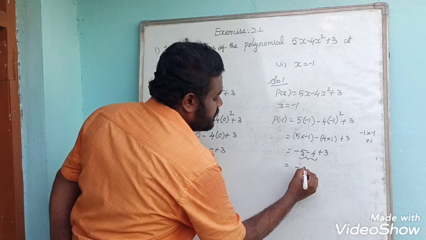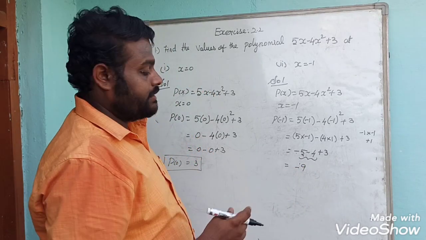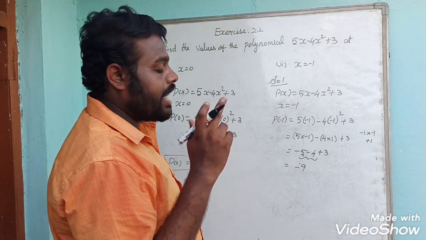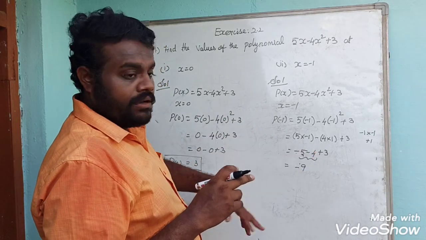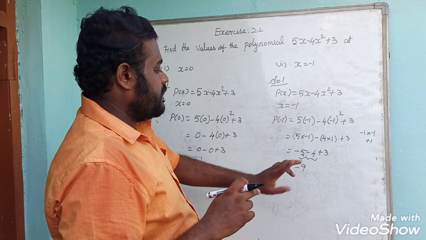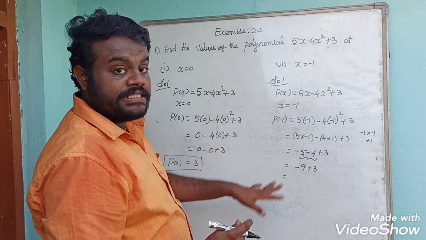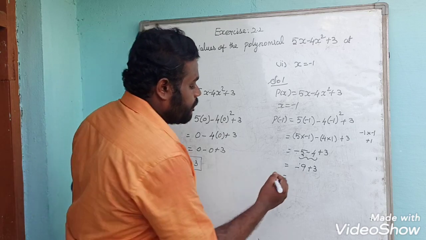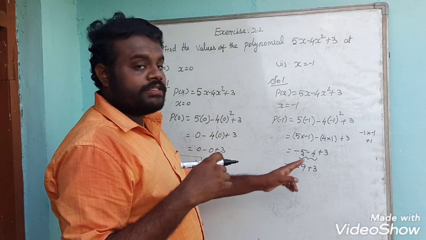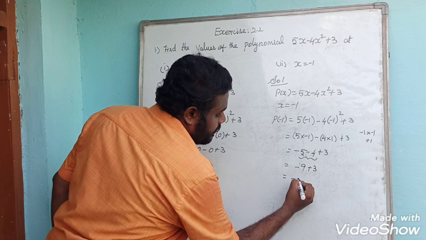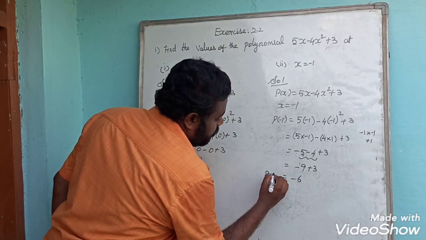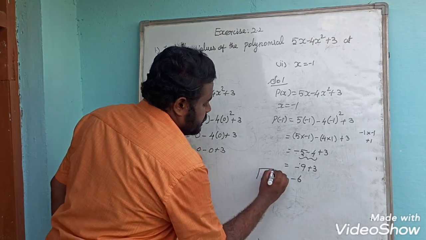So minus 9. In identical symbols, the symbol is the same, so we have to add. So minus 5 and minus 4, we take 5 plus 4, 9, then plus 3. Here a different symbol is there. So 9 is the greater one, we put minus. So you have to subtract. So 9 minus 3, 6. So P of minus 1, we get minus 6.